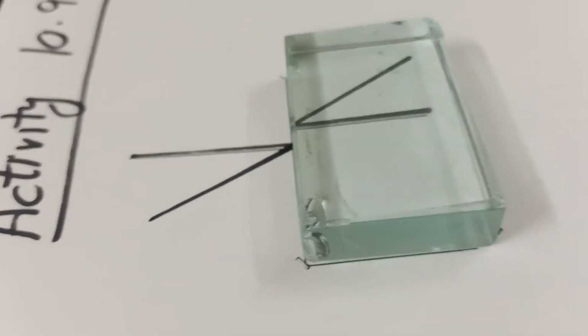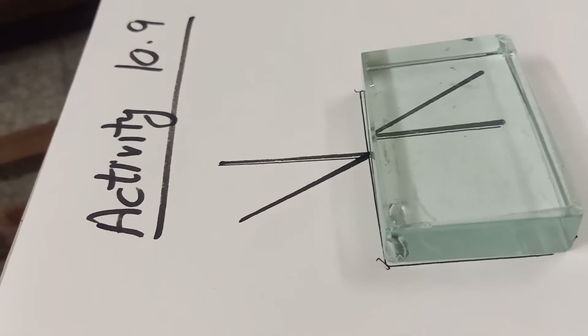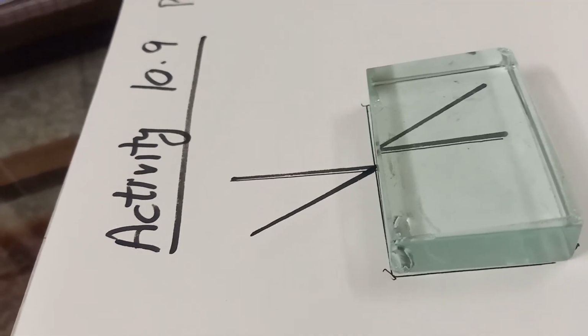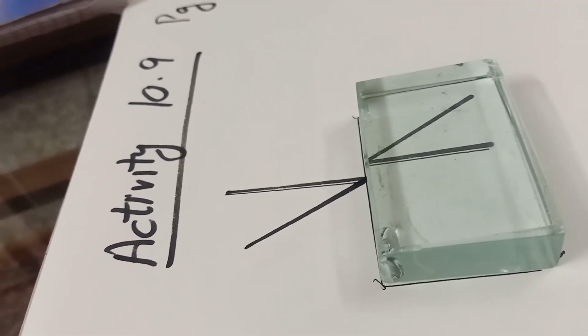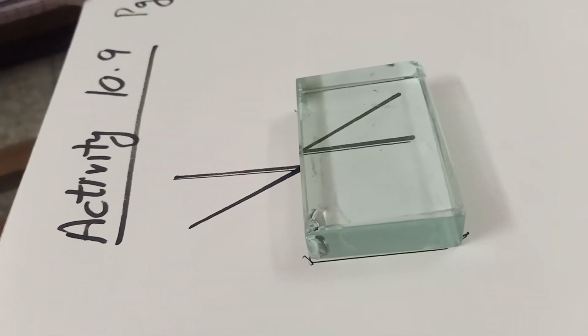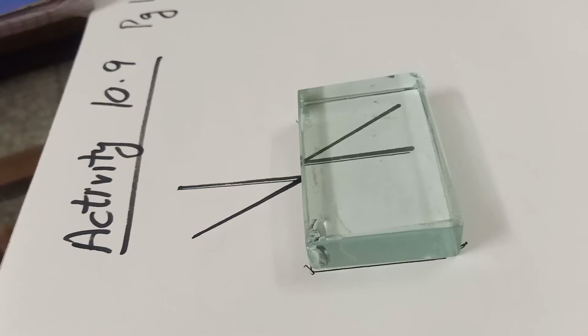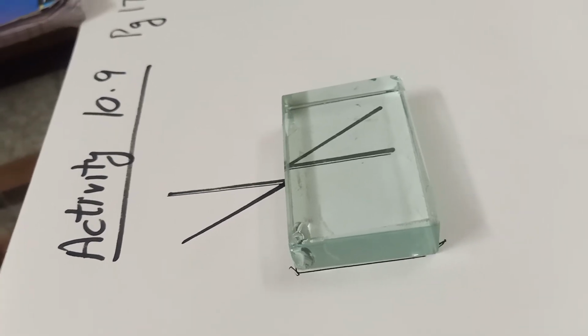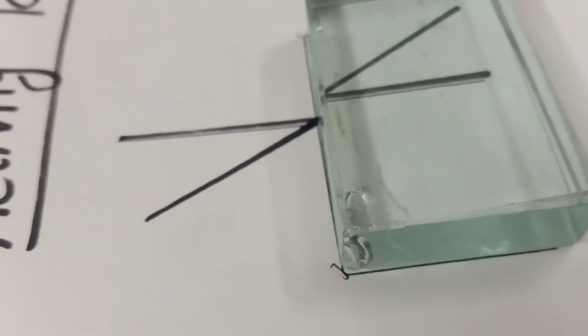What is the phenomenon behind this? Why does this happen? This happened due to the vertical shift. Okay, and under the glass slab it appeared bent. So the phenomenon, why it bent above the glass slab, why it appeared to be raised? Because of the vertical shift.